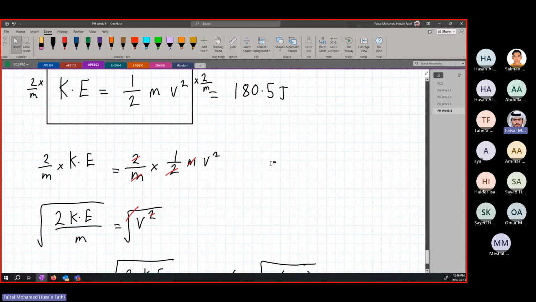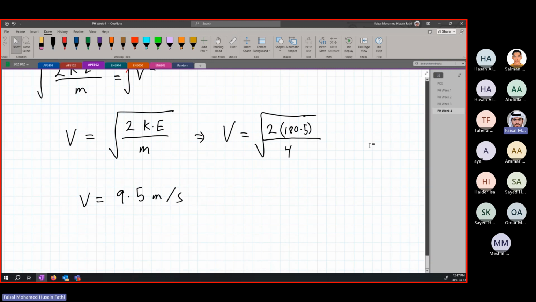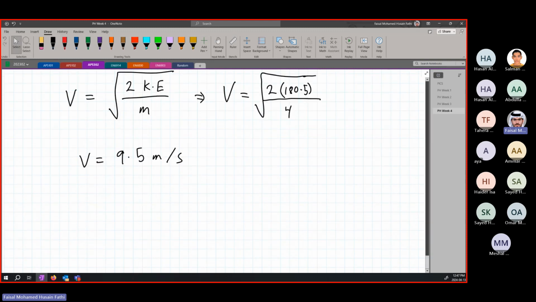Divided by, what is our mass? Our mass is 4 kilograms. Plug this all into the calculator: the square root of 2 times 180.5 over 4. You're going to get 9.5 meters per second. Remember, velocity's units are meters per second. All right?